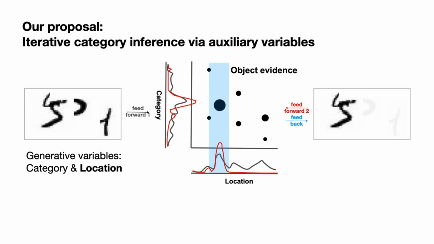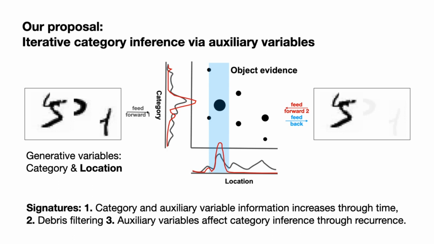So how can we find if this is exactly what is happening in a recurrent neural network trained on object recognition in cluttered images? Given this formalism, we propose 3 signatures that we can look for. One, category and auxiliary variable information should increase through time, because category inference is improving and it requires improved auxiliary variable information. Two, debris filtering. Three, auxiliary variables should actually be shown to affect category inference through recurrence. This could be done with a perturbation analysis, which I don't go into too much detail in this presentation, but you can look at the paper for more details.